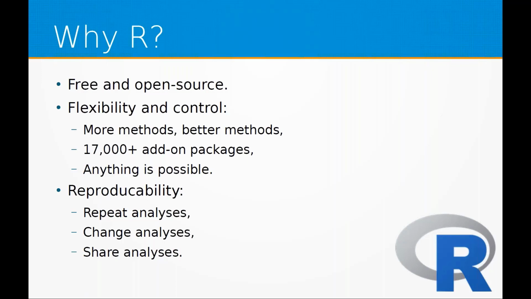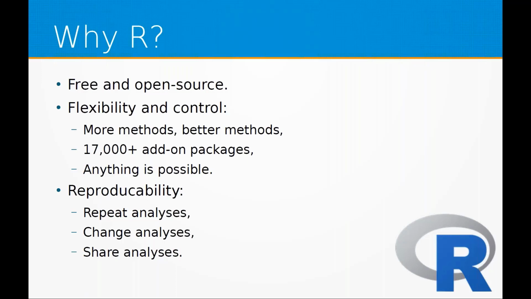That means that when a new method is published, someone writes an add-on package for R for that method. Usually the researcher who invented the method. They write an add-on package for R that adds that method to R. And in fact, there are more than 17,000 such add-on packages. So as you can imagine, there are just so many methods available, so many tools for different types of data, for different fields of applications, and for different kinds of statistical problems.